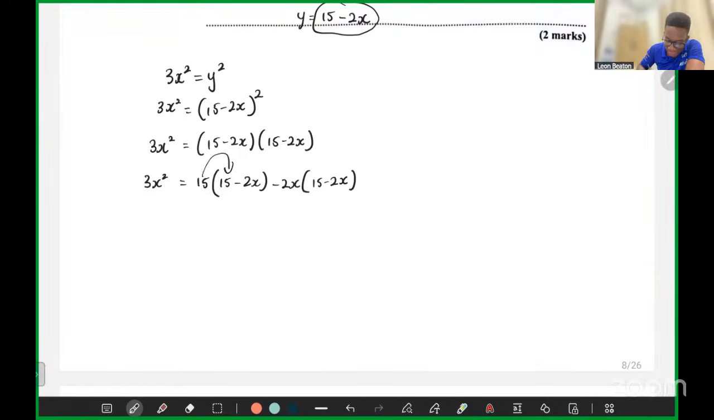So 15 times 15, let me see, that will give us 225, I think. This will give us 3x squared is equal to 225. And 15 times negative 2x, that will give us negative 30x. And negative 2x times 15 will give us the same negative 30x. And negative 2 times negative 2x, so negative 2 times negative 2 will give us plus 4. X times x will give us x squared.